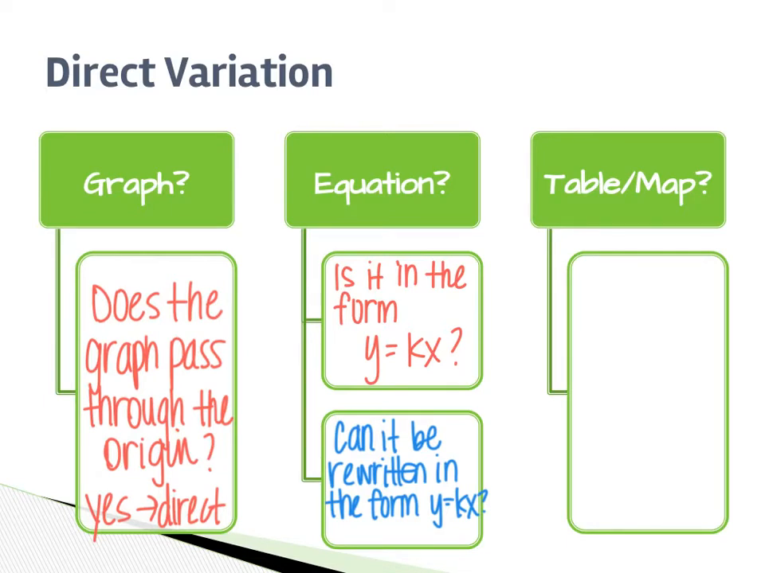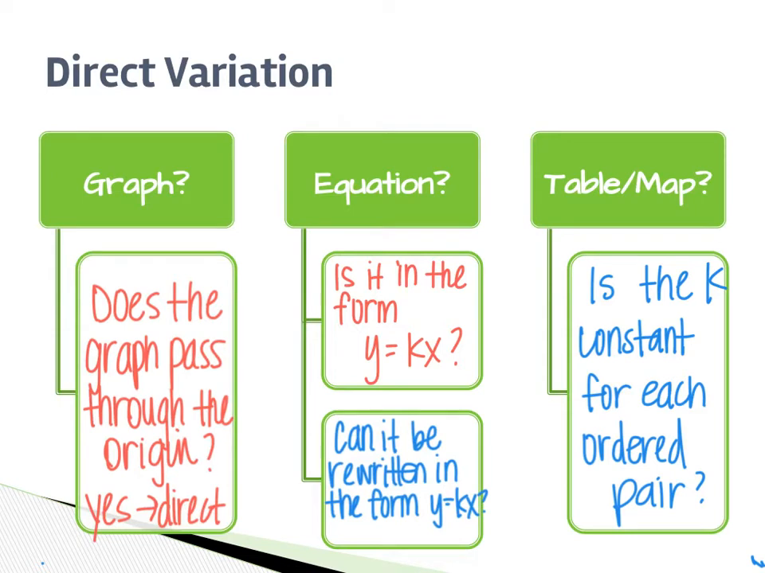The last way they could give you a relation is with a table or a map. If they give you a table or a map, you ask yourself, is the k constant for each ordered pair? If the k, or the rate of change, is constant for each ordered pair, you do have a direct variation.